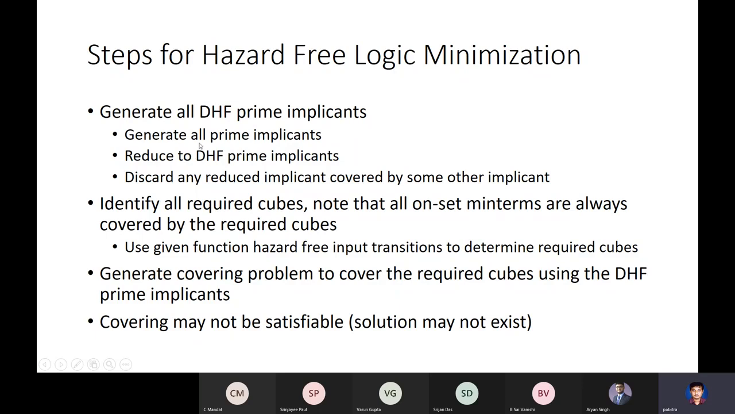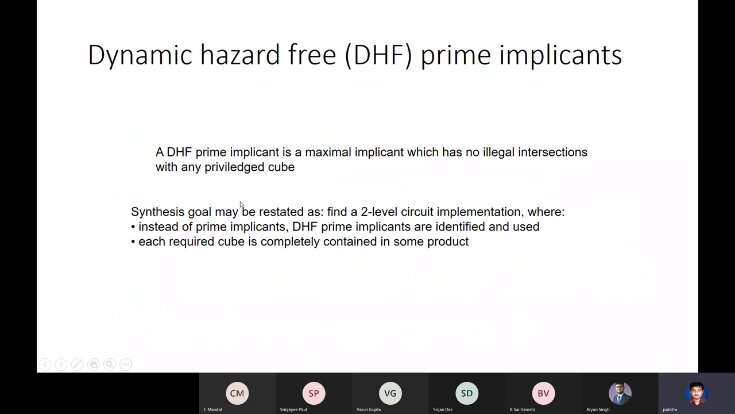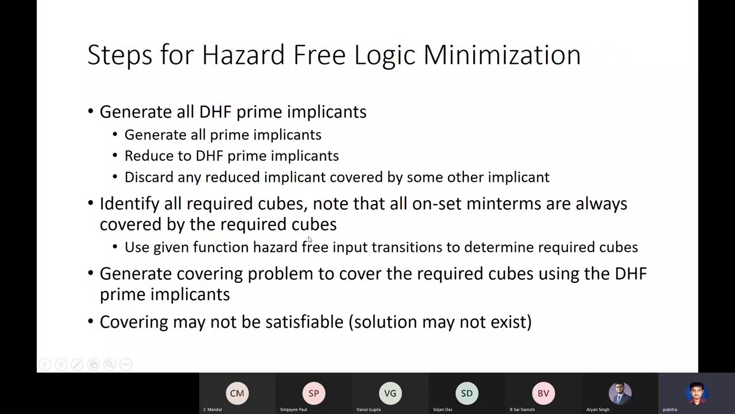So this has three sub-steps. Generate all the prime implicants, forget about the hazards. Maybe shrink them so that they satisfy the DHF property. The DHF property is just this absence of illegal intersection. That's what is required. Some of the prime implicants will not satisfy that, so shrink them so that they satisfy it and make them DHF.